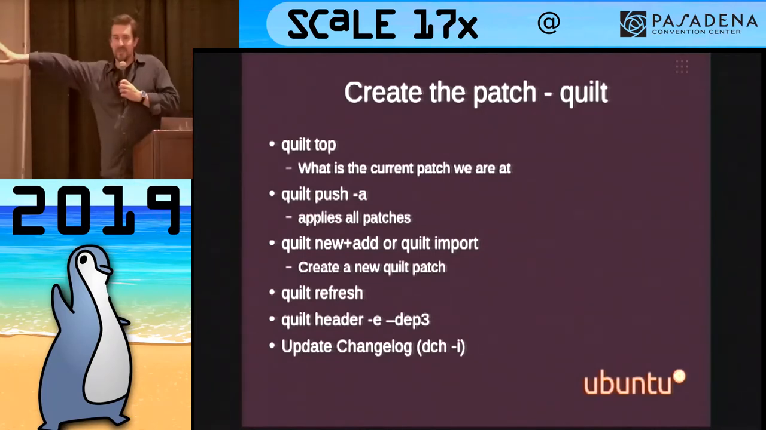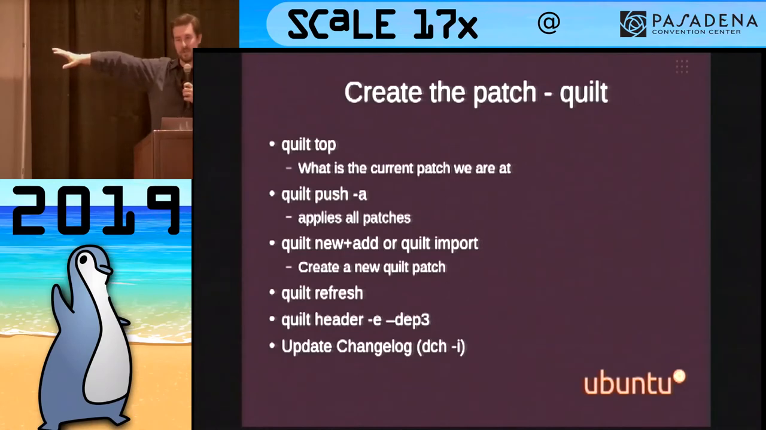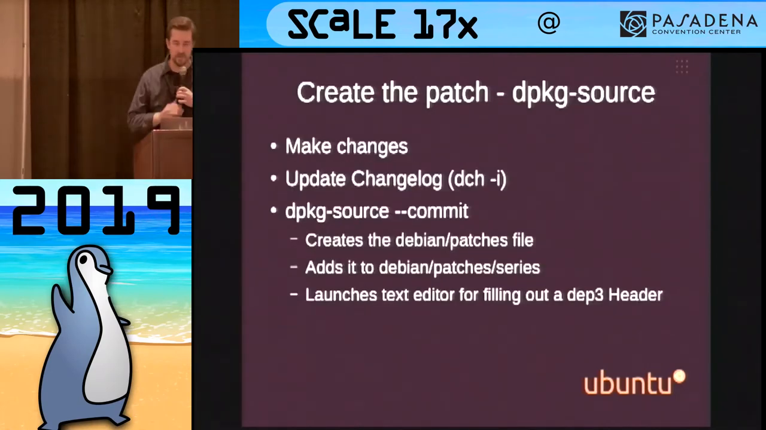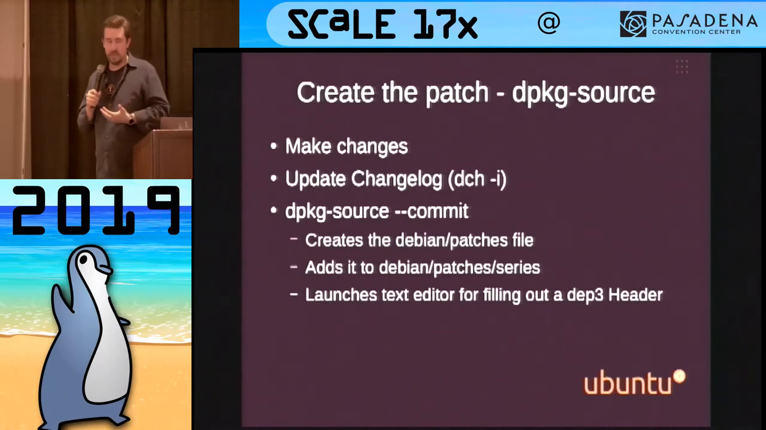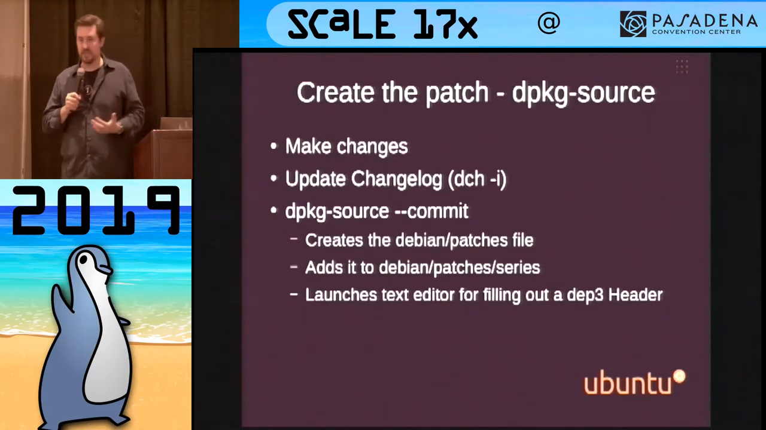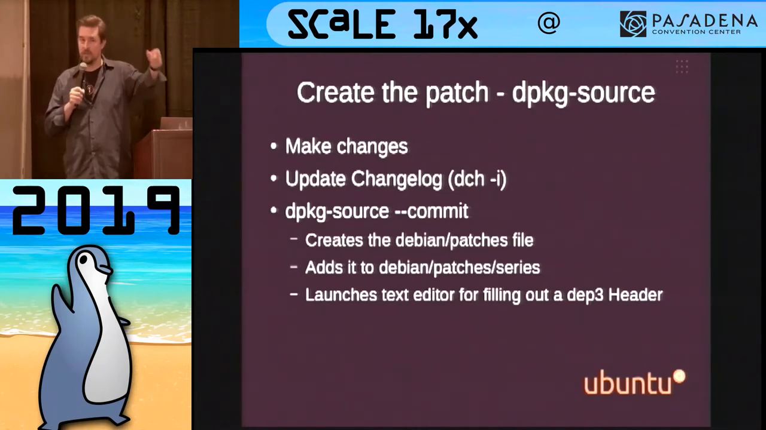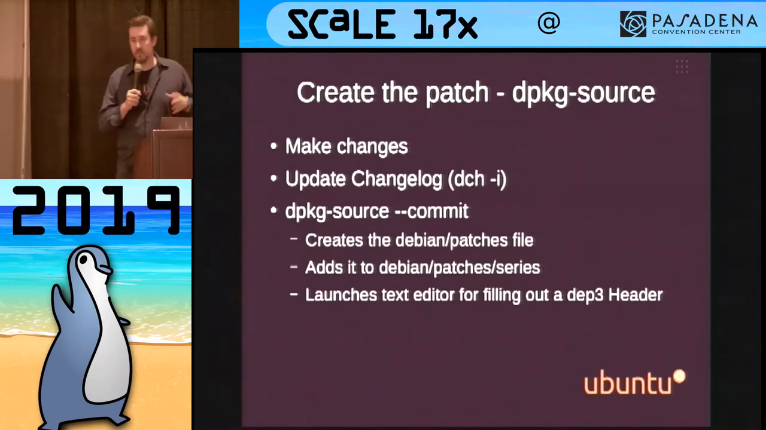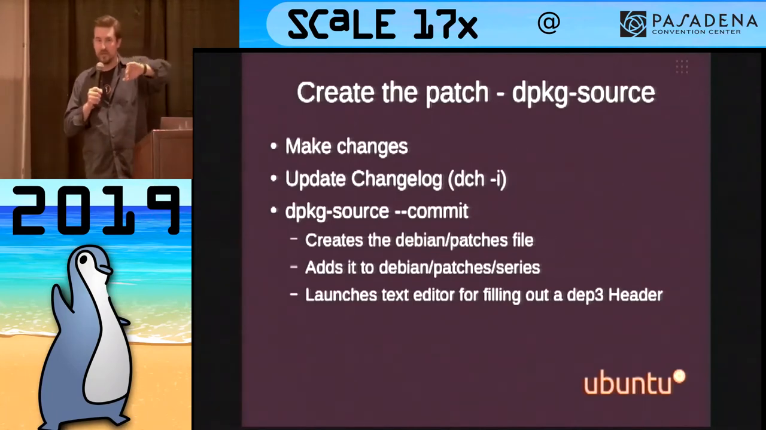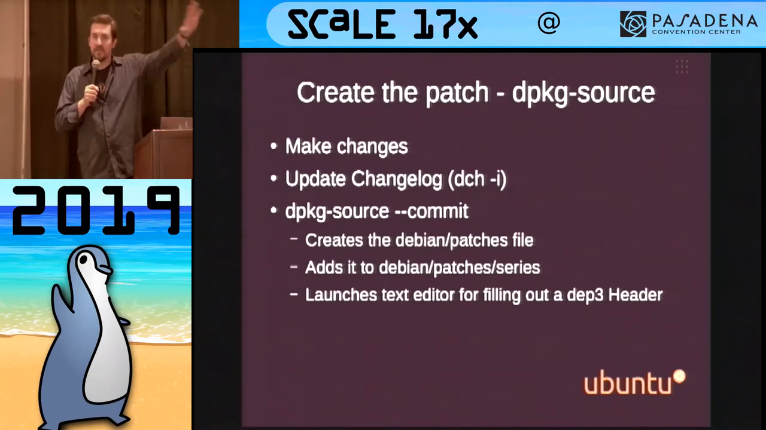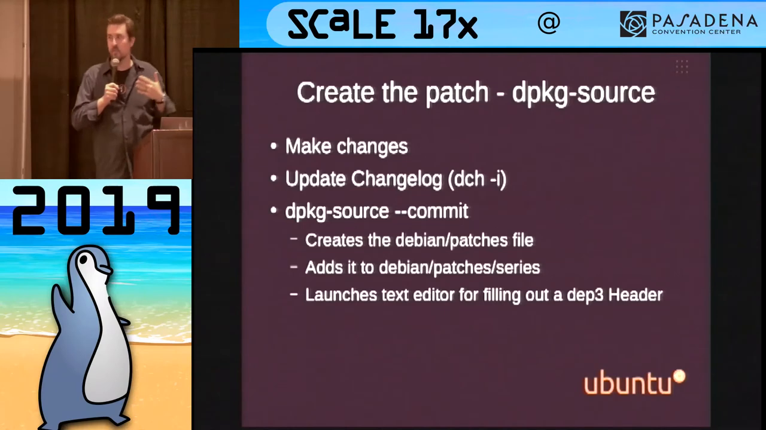So, quilt is great. You're going to have to know a little bit about quilts, but it's not my preferred way of doing development. What I prefer to do is make my changes to the sources, and then I'll do a DCH minus I, which you're going to have to do in both cases, which will actually increment the changelog and update the changelog. And then you can do a dpkg-source minus minus commit, which will do a diff between your current directory, your current sources, and the original package, and create a patch for you from that, which is actually way more automated.